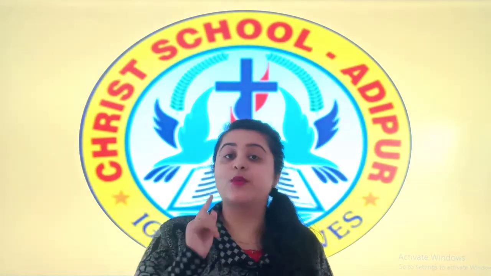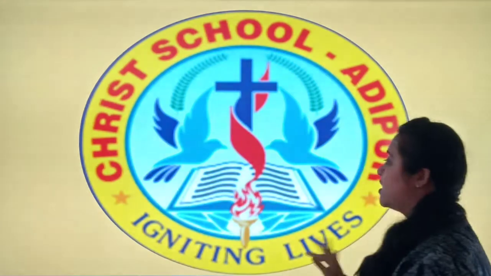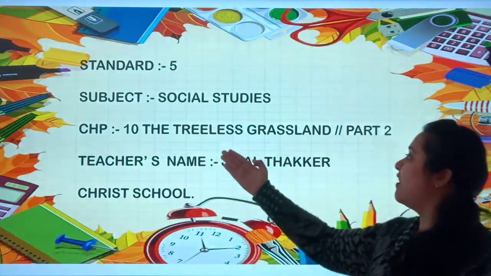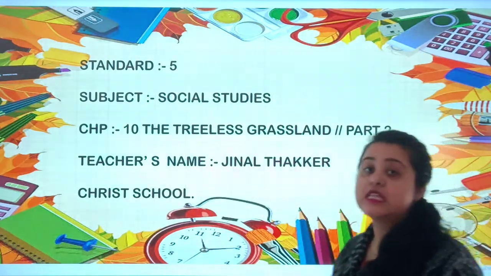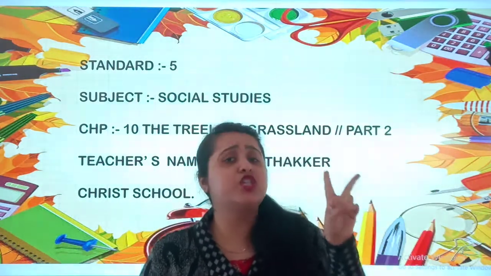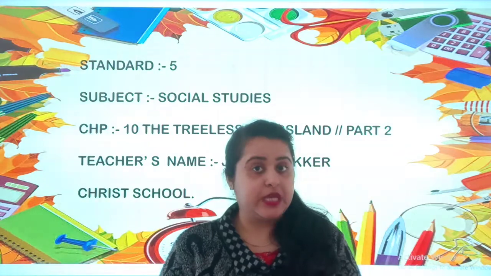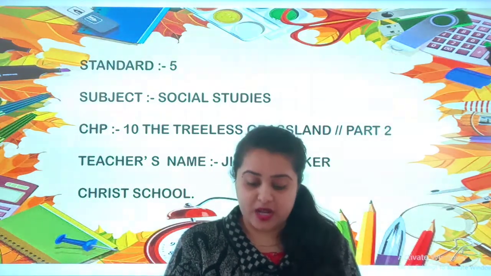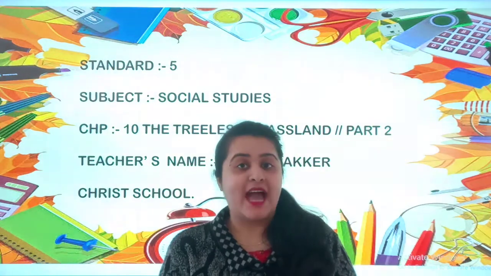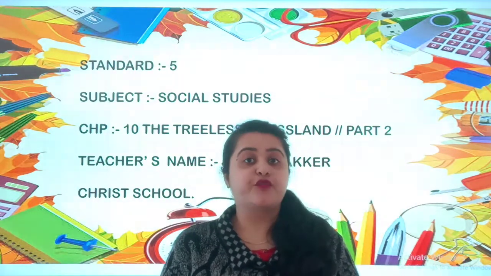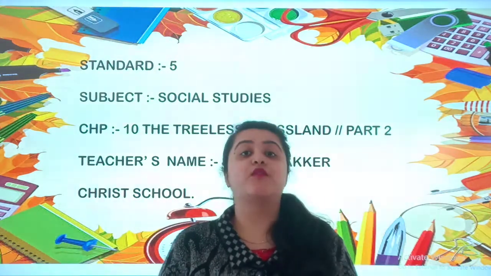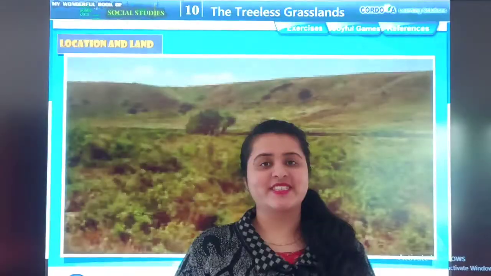So students, we work on chapter 10, that is the treeless grassland. This video will be our part 2 video. In this video, we will be discussing climate and agriculture, vegetation and wildlife of the Prairies. Okay students, so now we will watch the video.